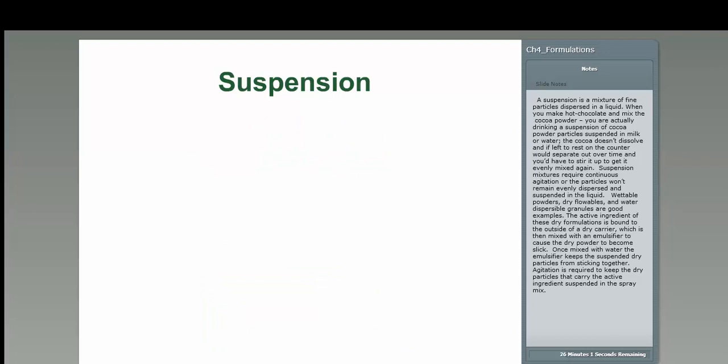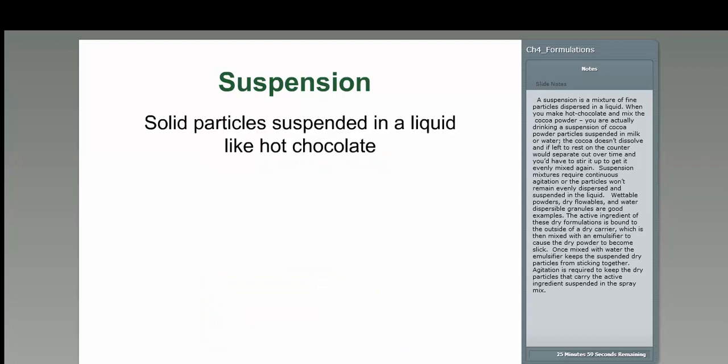A suspension is a mixture of fine particles dispersed in a liquid. When you make hot chocolate and mix the cocoa powder, you are actually drinking a suspension of cocoa powder particles suspended in milk or water. The cocoa doesn't dissolve, and if left to rest on the counter would separate out over time, and you'd have to stir it up to get it evenly mixed again. Suspension mixtures require continuous agitation, or the particles won't remain evenly dispersed and suspended in the liquid.